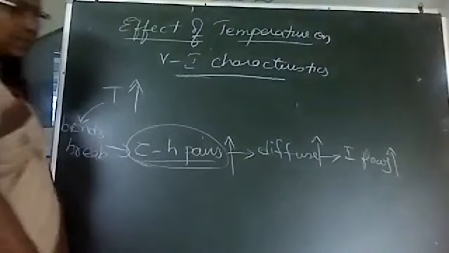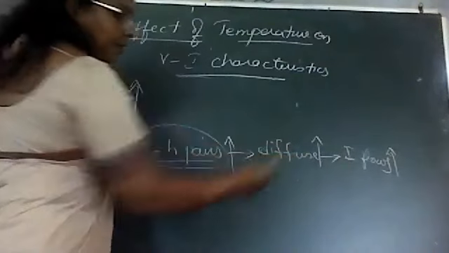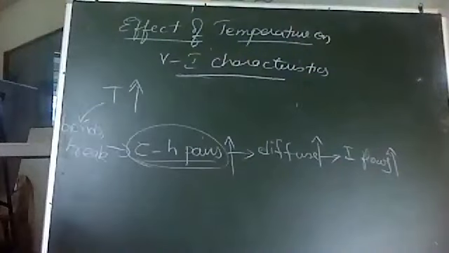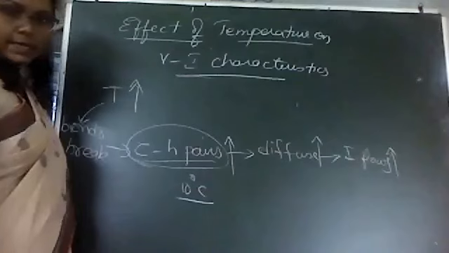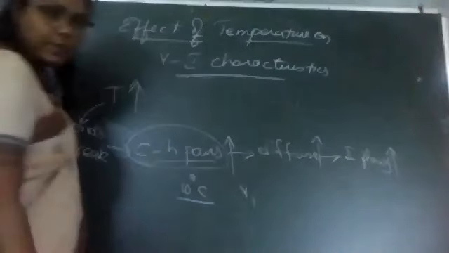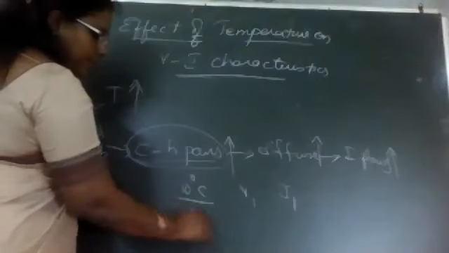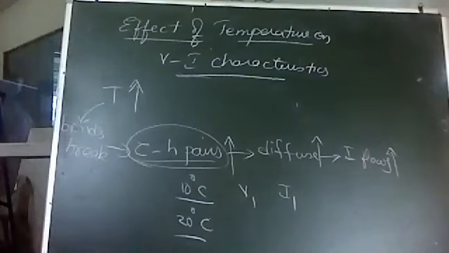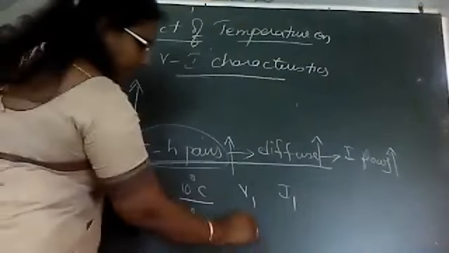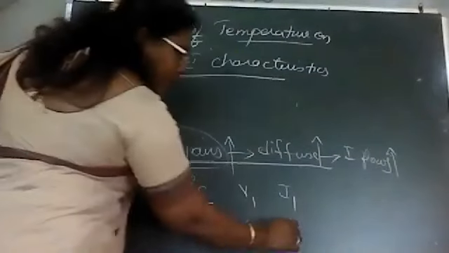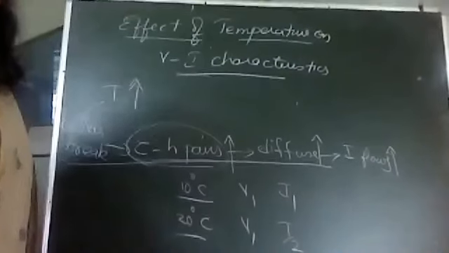So what happens? When you apply the voltage at higher temperatures, you see that current increases at lower values of voltage itself. For example, if I take temperature 10 degrees centigrade, let us say the applied voltage is V1. For this V1, I see current I1. But if I increase the temperature to 20 degrees centigrade, for the same V1 I see some amount of current I2 flows. But what is that current I2 when compared to I1?